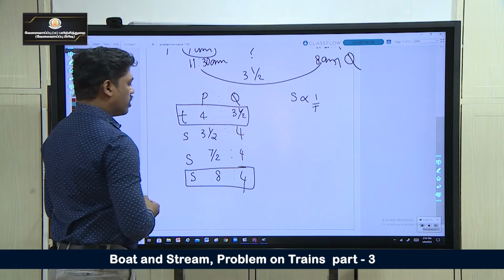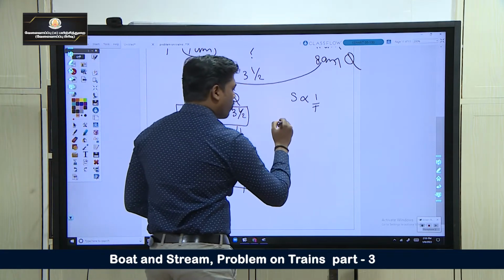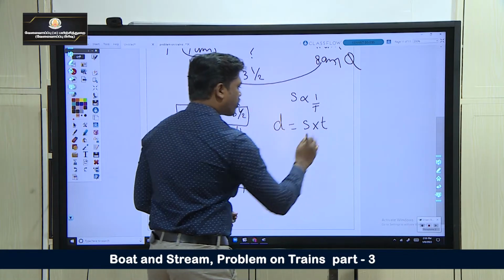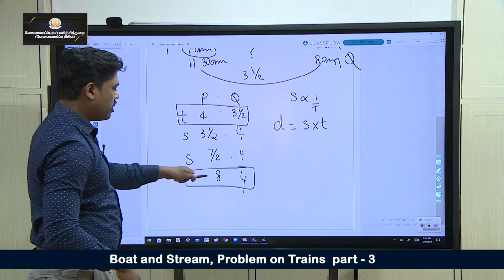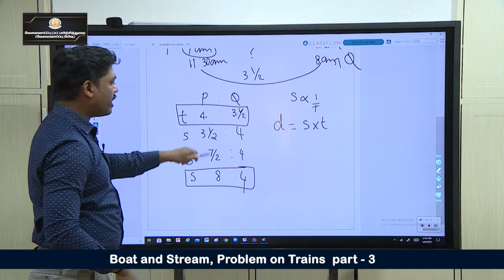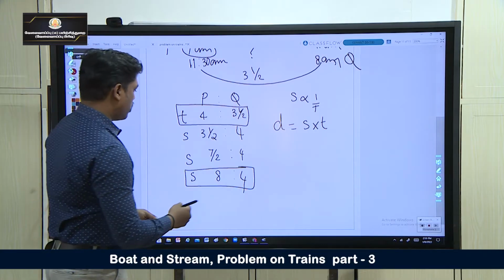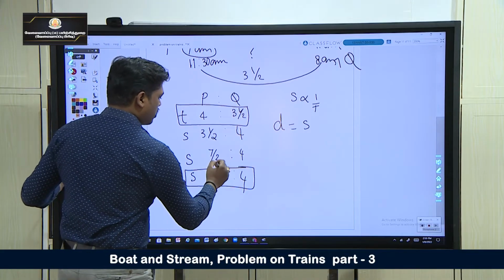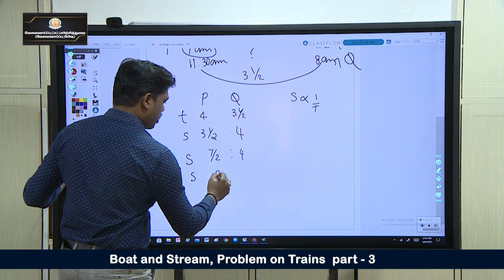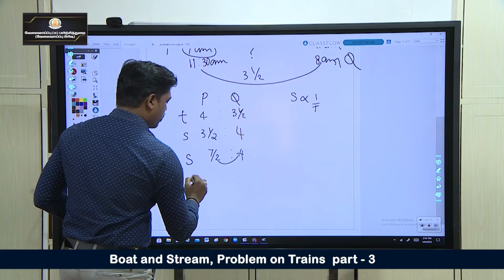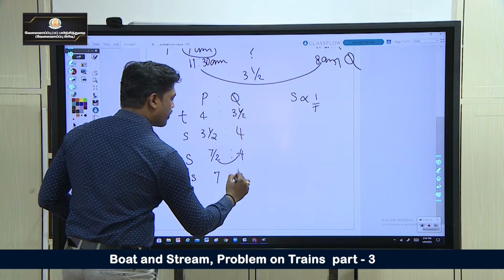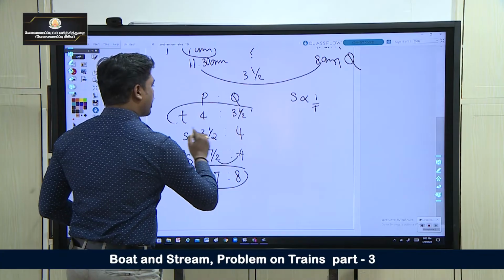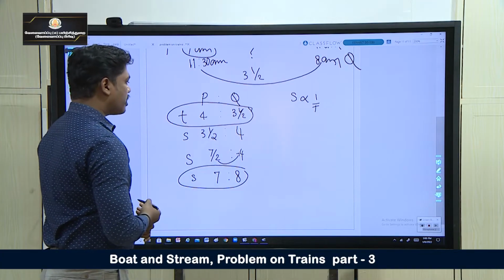Okay. So let us assume, what is distance? Distance is equal to speed into time. What is speed here? 8, time 4. When you multiply, you will be getting, sorry, hold on a second, just made a small mistake here. So this 2 goes here. So speed is 7:8. So speed 7:8, time 4:3 1/2, or 7/2.